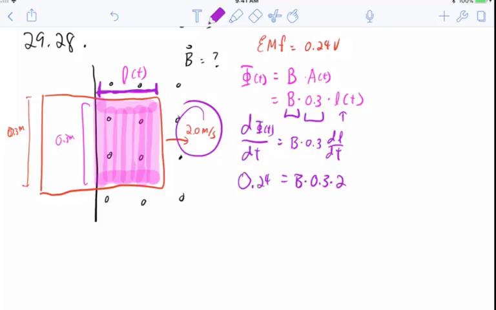So 0.24 is equal to B times 0.6. So B has to equal 0.24 divided by 0.6, which is 0.4 Tesla. That's pretty strong.